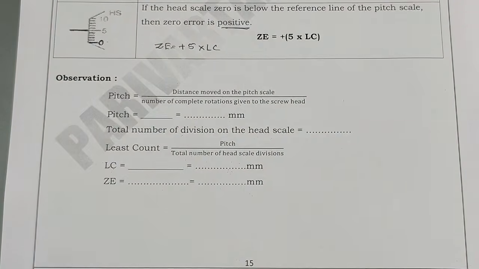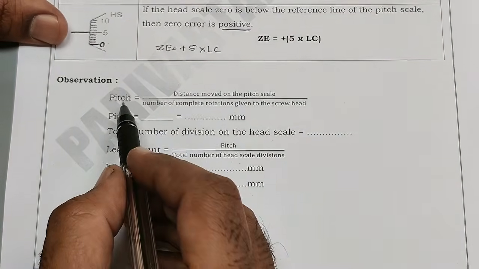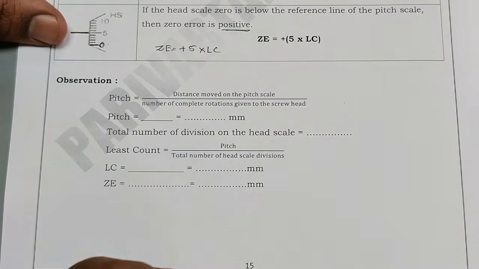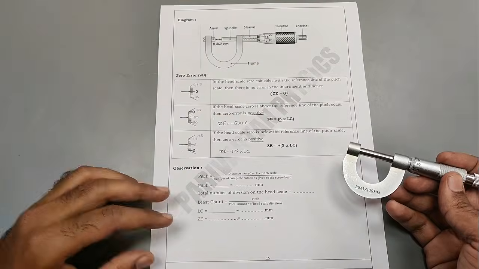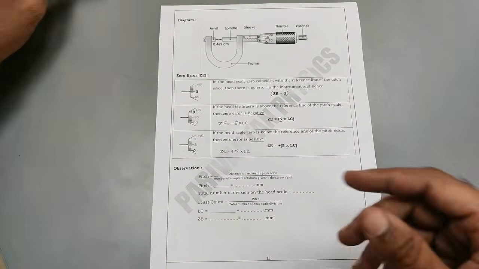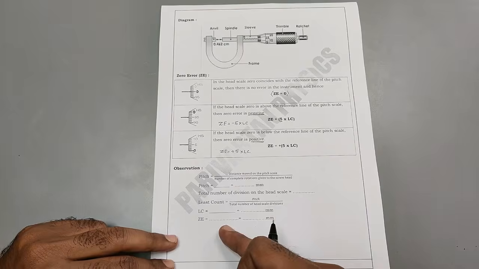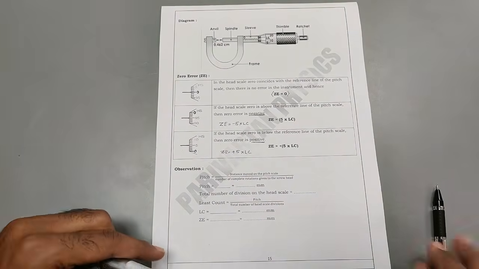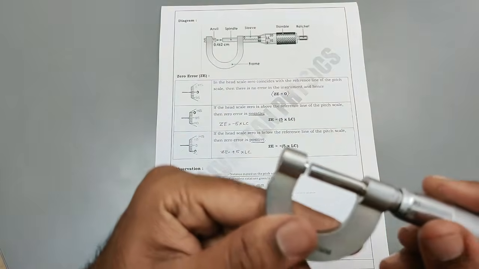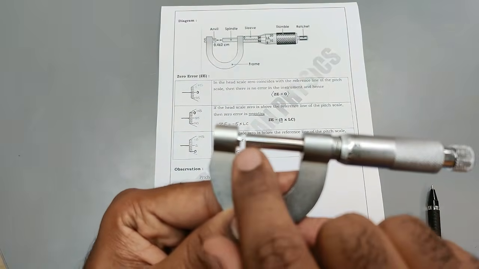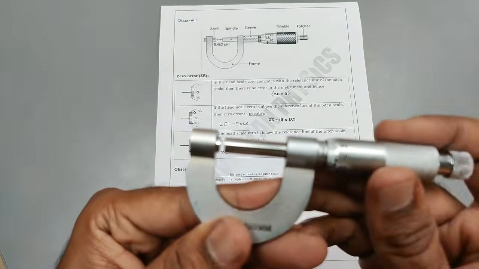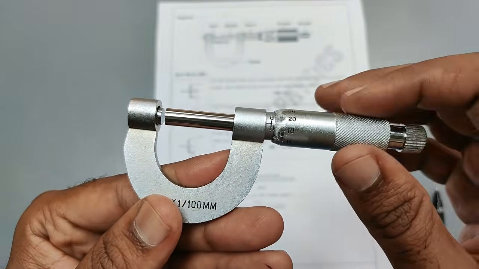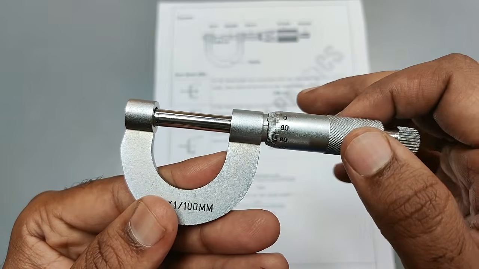See, you can see the observations here. First we'll calculate the pitch, then we'll calculate the least count, and then we'll go for the zero error. Right? Okay. So we'll go for the observations now. See, first let us go for zero error. First let us find the zero error, and then we'll go for pitch and then calculate the least count. To find the zero error, as I told you, the anvil and spindle have to come in contact with each other. So you go on rotating the head scale until the anvil and spindle come in contact.